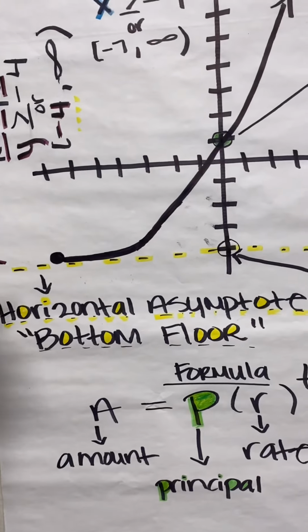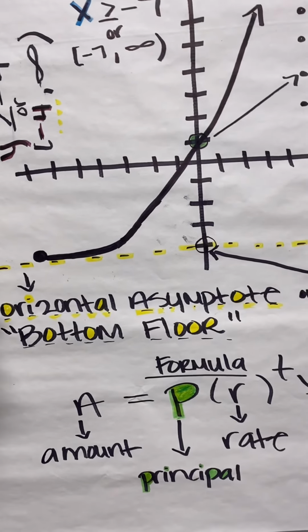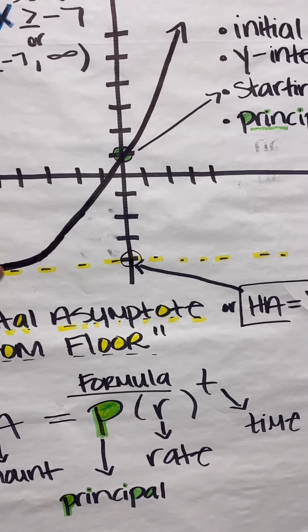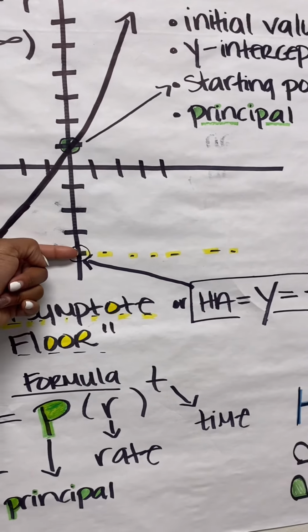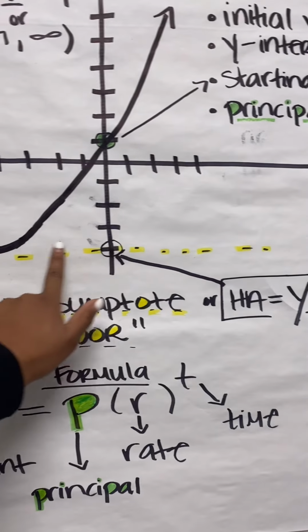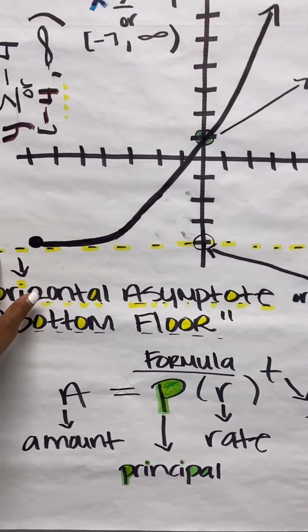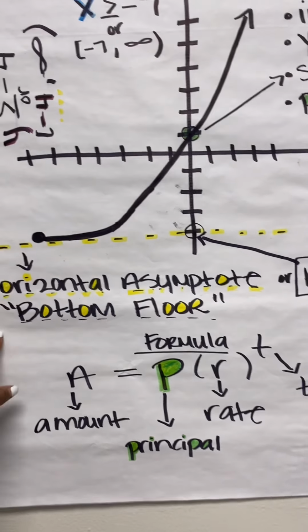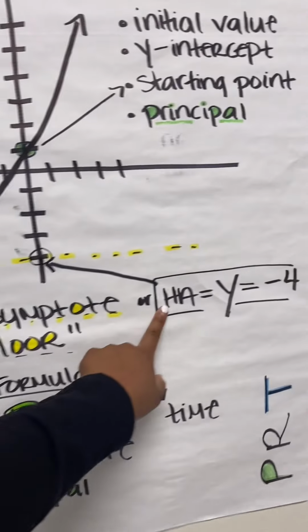We can think of it as the bottom floor, but it's the invisible line that you would draw that shows where this graph would be approaching the y value here. So where does this graph kind of flatten out? And it flattens out at around -4, okay? Approximately, so your horizontal asymptote will be y equals -4.